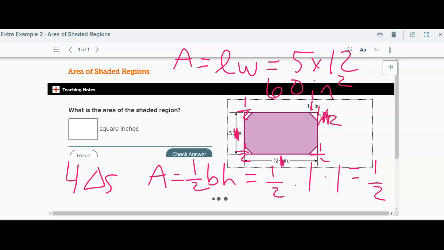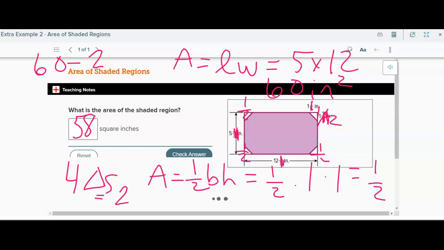So altogether, all the unshaded parts, which is the 4 triangles, 1/2 plus 1/2 is 1, 1/2 plus 1/2 is 1, so altogether those 4 triangles are 2 square inches. So the whole rectangle is 60. Those little triangles are 2, so that gives us 58 square inches for that shaded region.